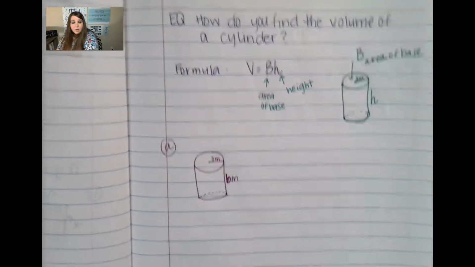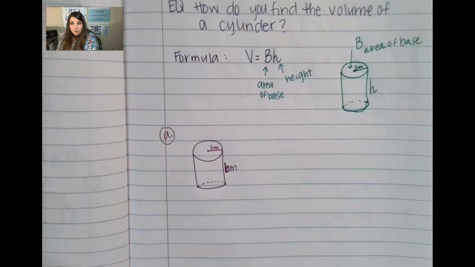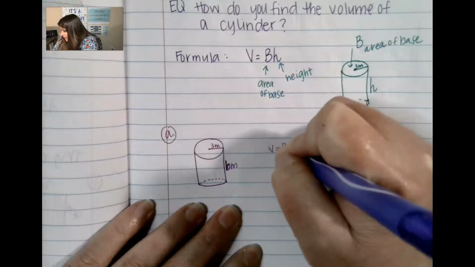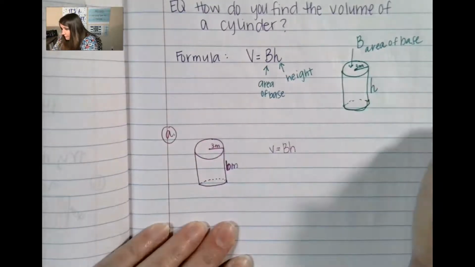All right, so we're going to again use the formula volume equals base times height. So the volume is going to equal the base, the area of the base, times the height.